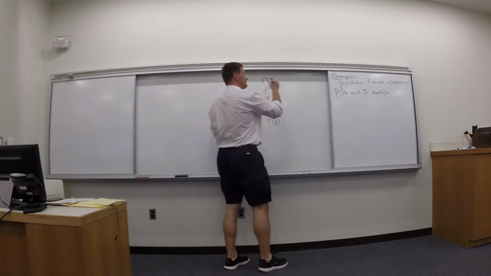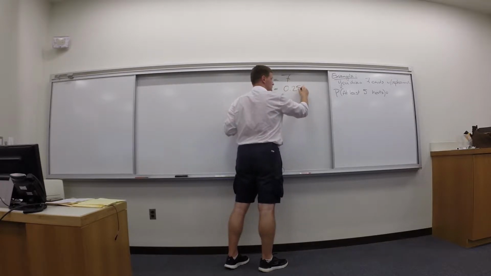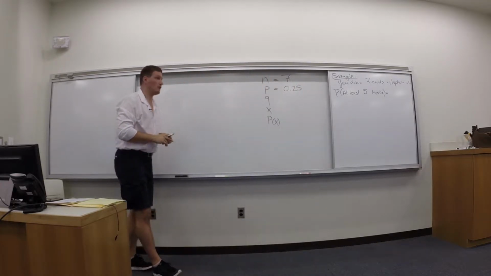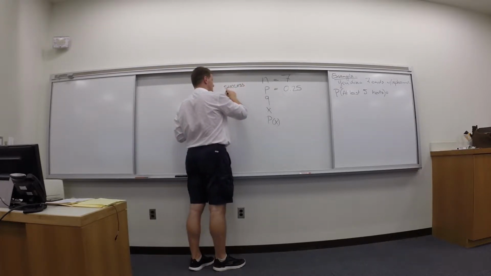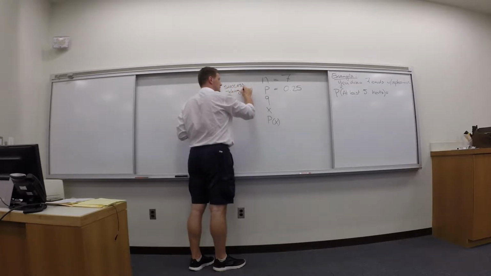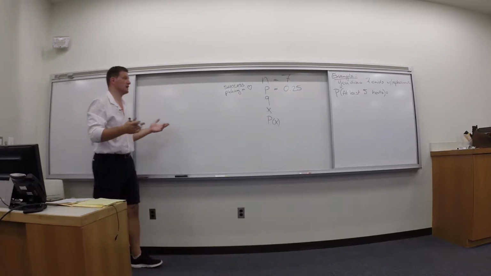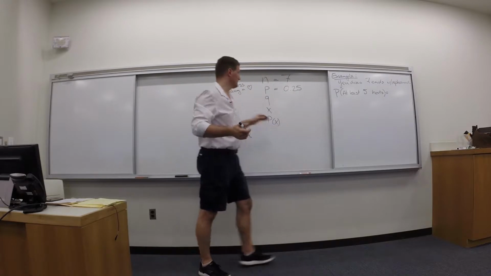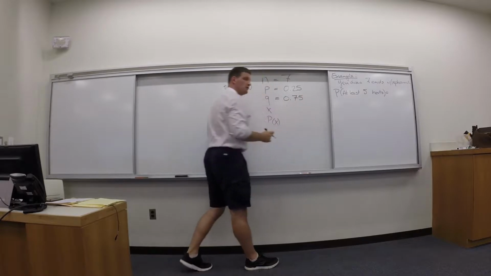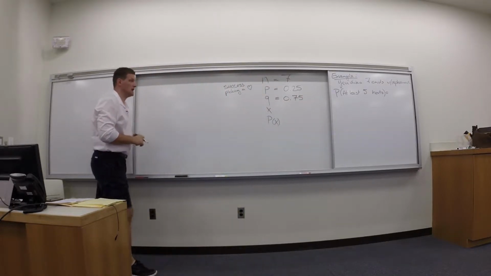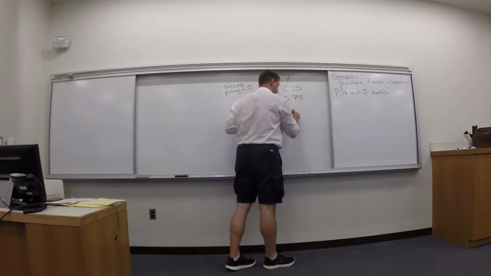So in our case, N would be 7, P would be 25%, right? Why? Well, because I'm going to say success is picking a heart out of a deck of cards. This is how I define success. Success is picking a heart. We are talking about hearts. Q is the complement of P, so that's that. X, you're saying X is 5.